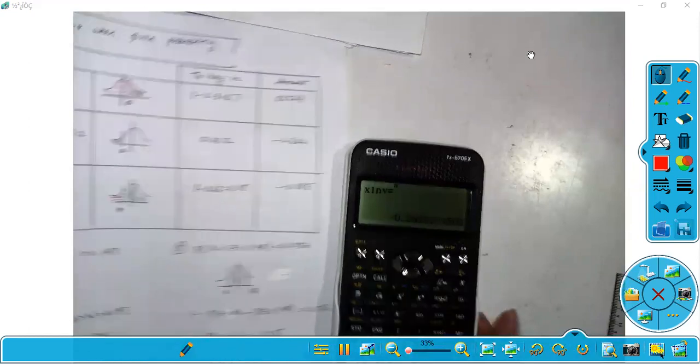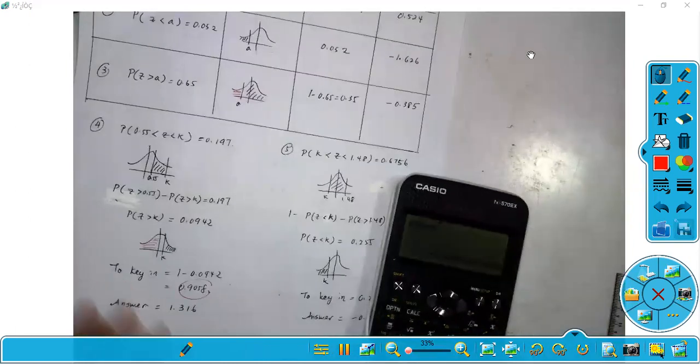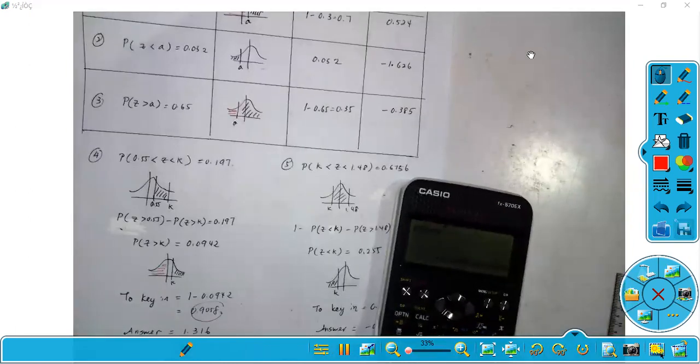So I think we are confident that for number 4 and number 5, we are also going to get the correct answer. Okay, thank you, everyone.